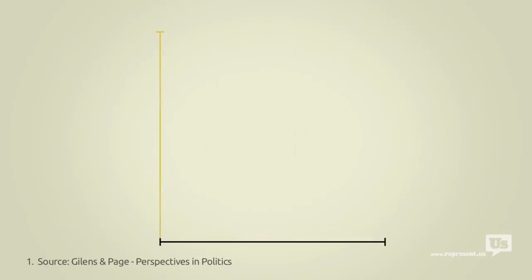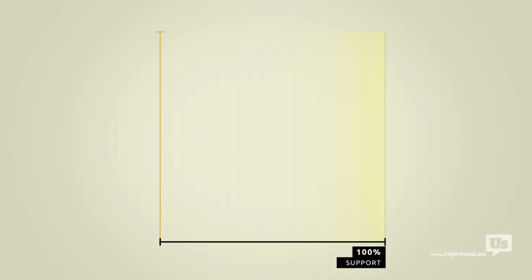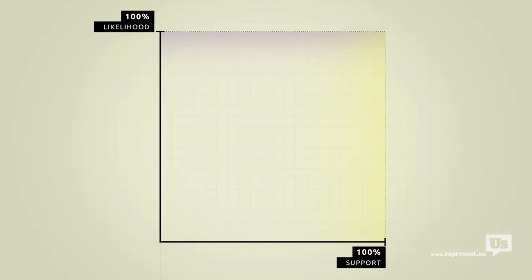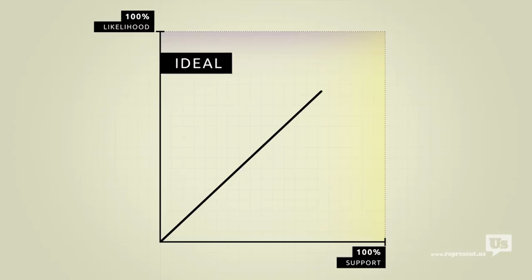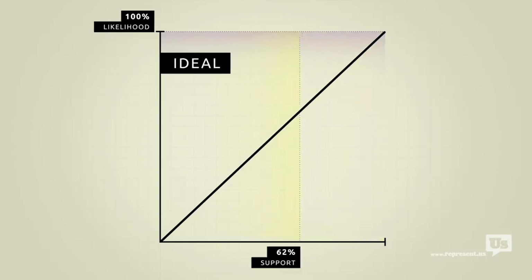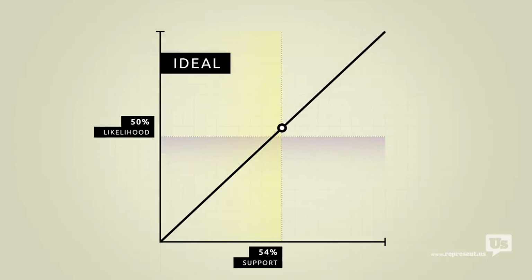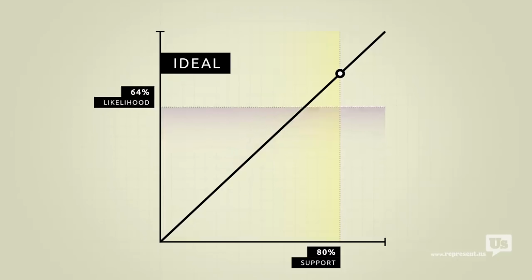This axis here represents public support for any given idea. On the left, at 0%, are ideas that not a single American wants. On the right, at 100%, are ideas that everyone supports. This axis represents the likelihood of Congress passing a law that reflects any of these ideas, from a 0 to a 100% chance. On this graph, an ideal republic would look like this. If 50% of the public supports an idea, there's a 50% chance of it becoming law. If 80% of us support something, there's an 80% chance.